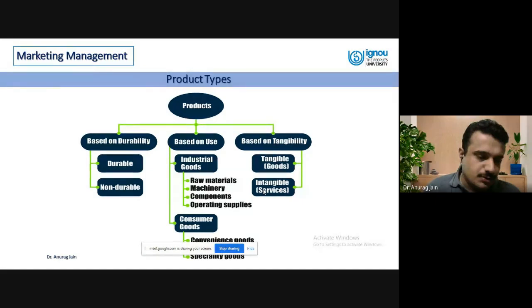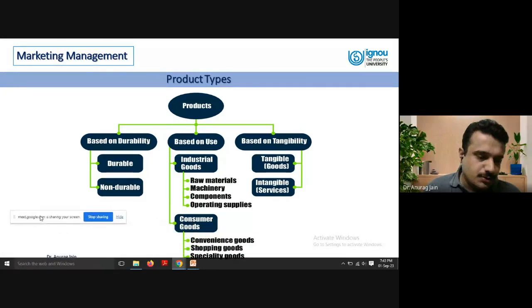Under the category based on usage, one subcategory is industrial goods, and another is consumer goods. So what are industrial goods? Raw materials, machinery, components, operating supplies, oil, fuel, all of this comes under industrial goods. On the other side, there are consumer goods which are consumed by the end consumer. There are convenience goods, shopping goods, and specialty goods. So what differences can we make among these three?